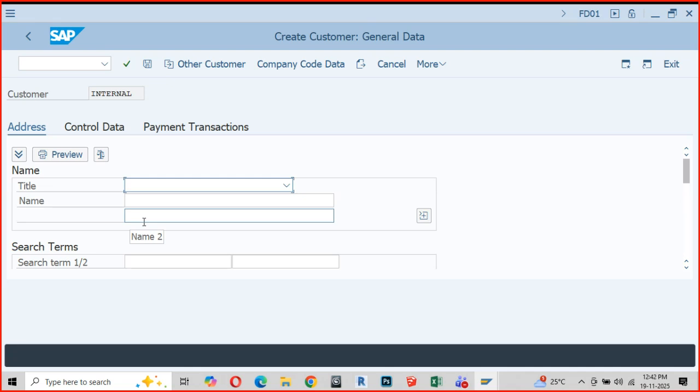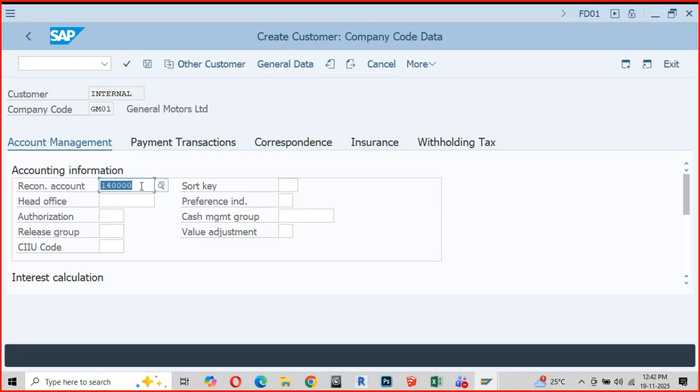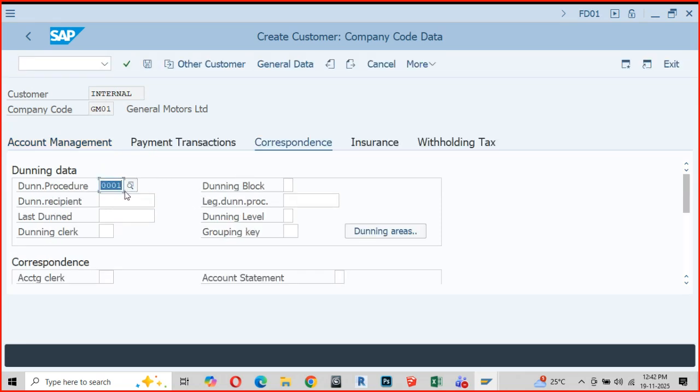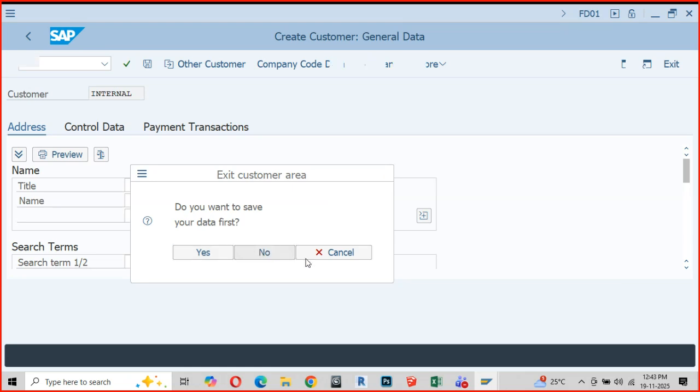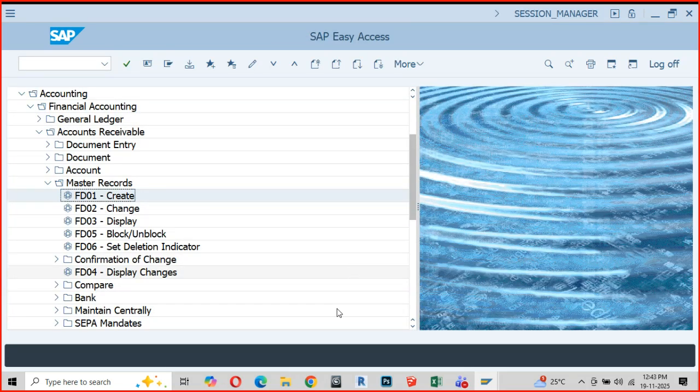See, all the data would have already come in, whatever was in the existing customer 5001646. Can you see? All the data has automatically flowed in. The only thing is, in the general data, I need to fill in the address, the name of the organization, and things like that. Clear? I am not going to save. Clear, students?